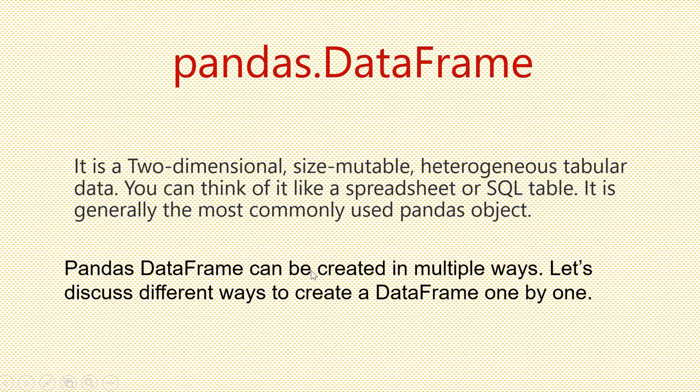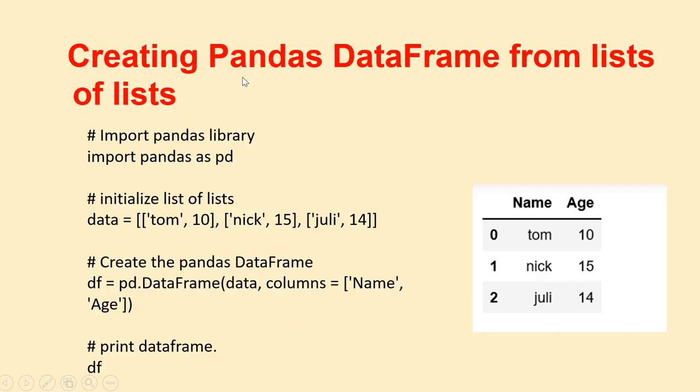Pandas DataFrame can be created in multiple ways. Let's discuss different ways to create a DataFrame one by one. First way is creating a pandas DataFrame from a list of lists. First, you have to import pandas as pd. This is the comment. Then initialize the list of lists. This is the list, outer square bracket.